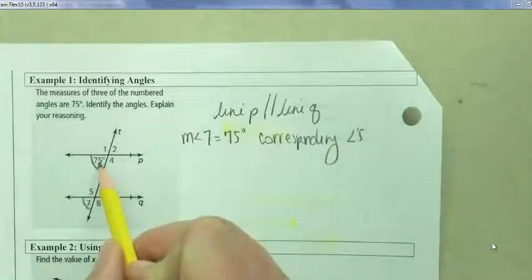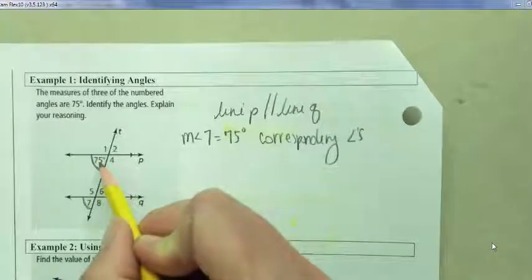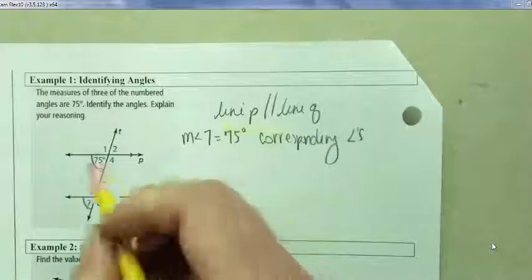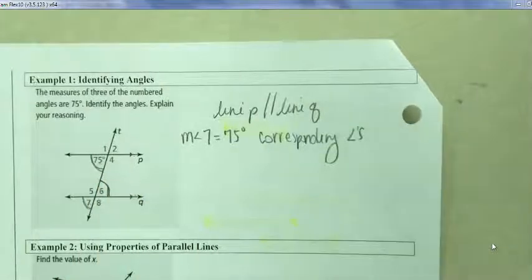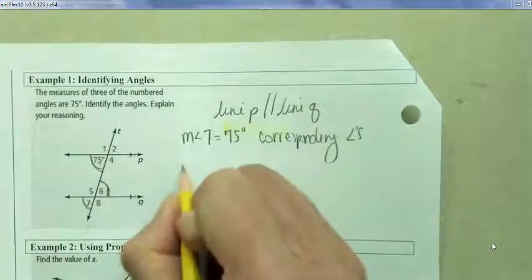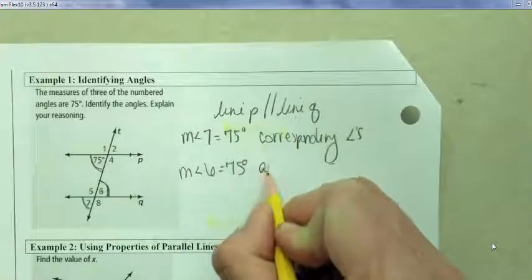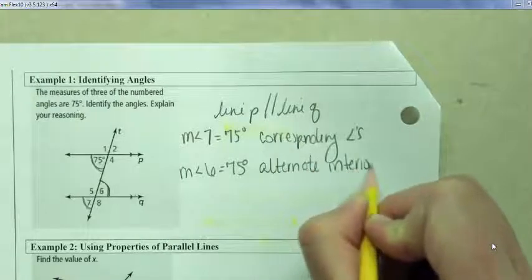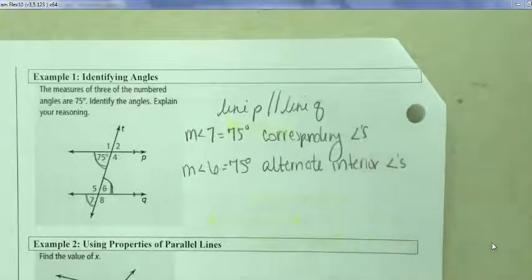So what else do I know? Well, remember what we learned? Let's go back to this angle, 75 degrees. It is also related to angle 6, right? These right here are what kind of angles? That's right, they're alternate interior angles. So we know that the measure of angle 6 is also going to be 75 degrees because these are alternate interior angles. I'm using a little angle symbol so I don't have to write out angles. All right.